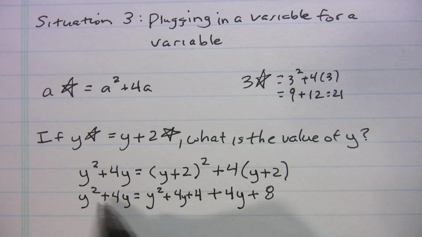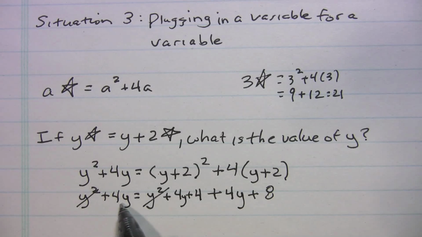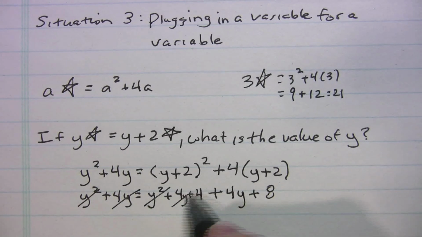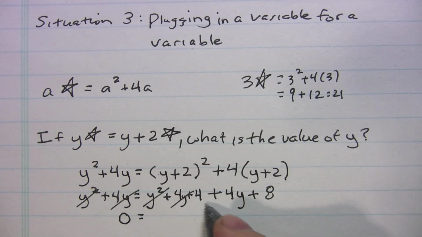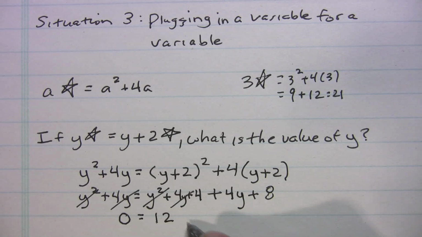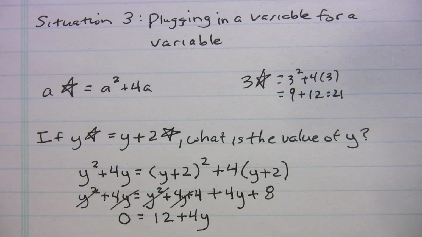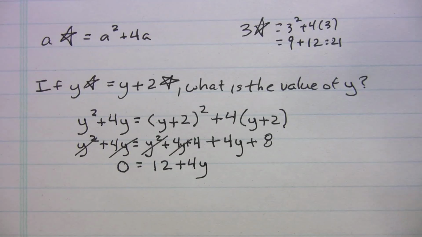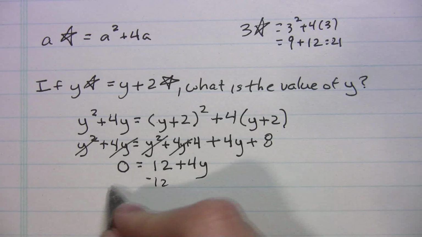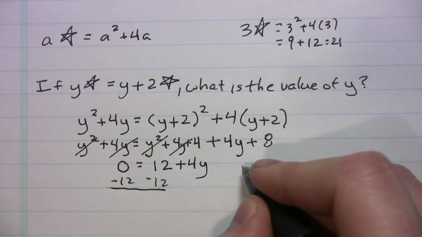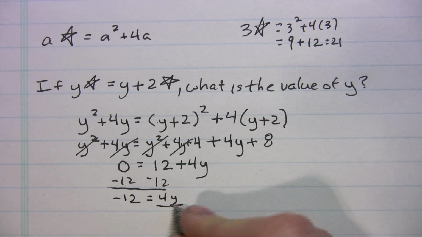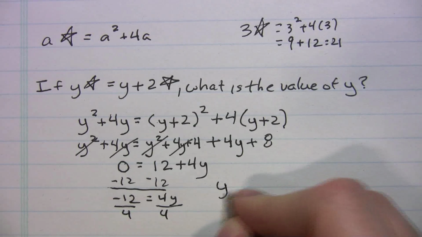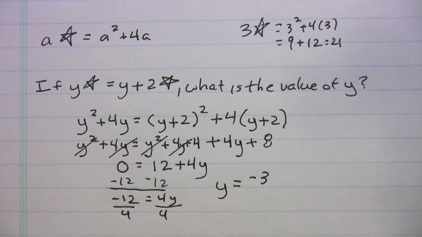Okay, let's see what crosses out. You got a y squared there. You got a 4y here. You got a 4y there. What's left? 0 equals 4 plus 8, 12 plus 4y. Okay, I can minus the 12, and you get 4y is equal to negative 12. Divide by 4, y equals negative 3.